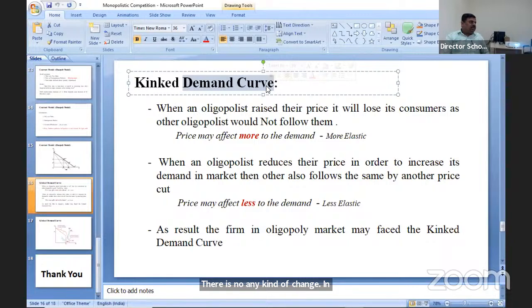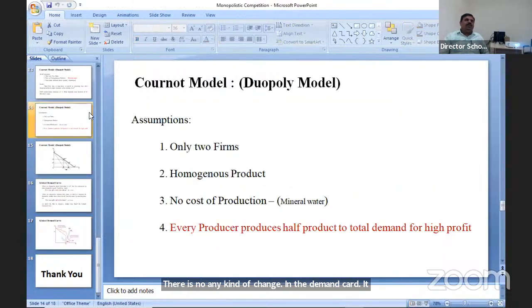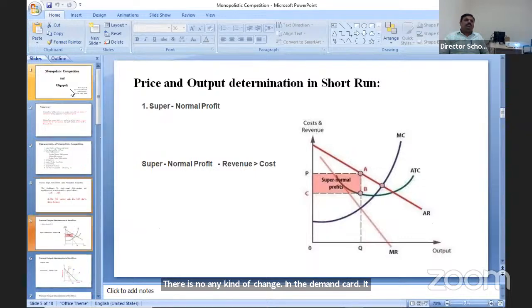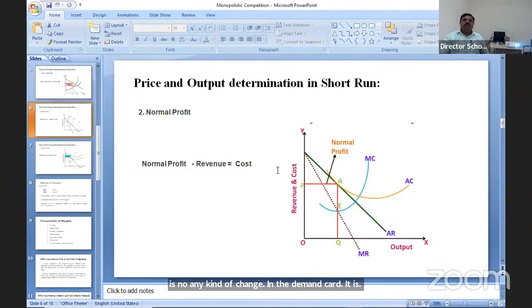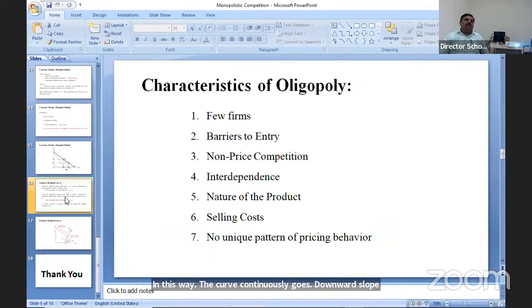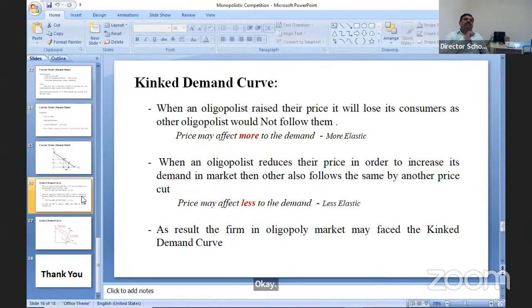It is in this way. The curve continuously goes downward sloping. Okay. But in the case of the kinky demand curve, the kink means there is a slight change in the demand curve.